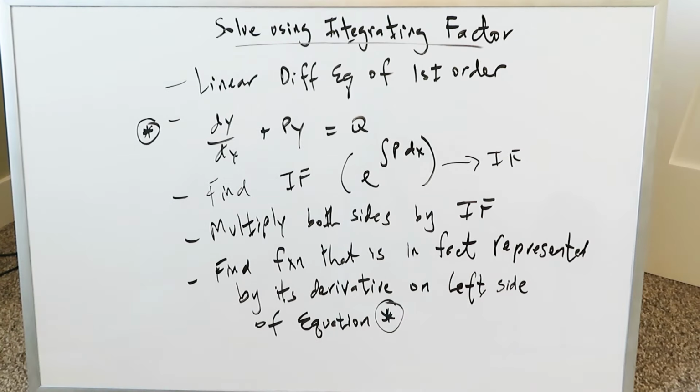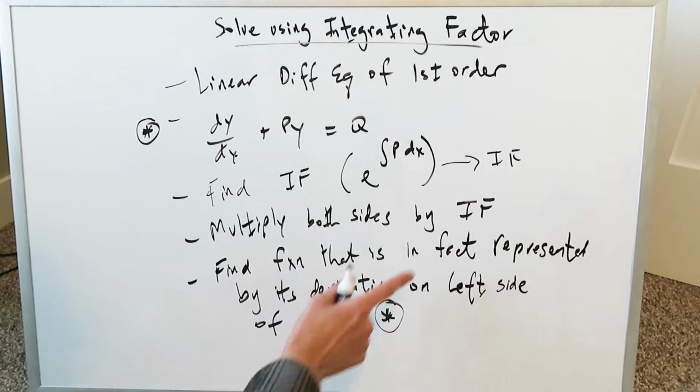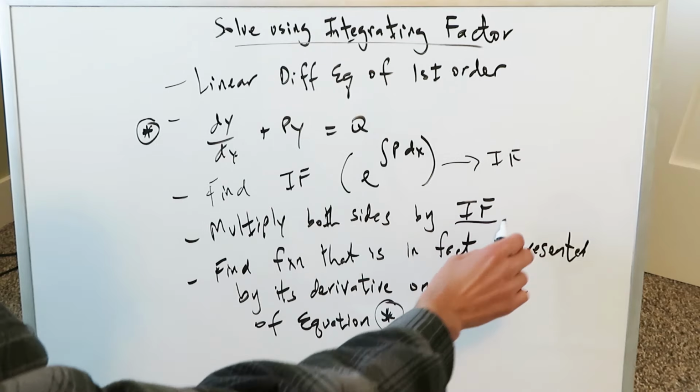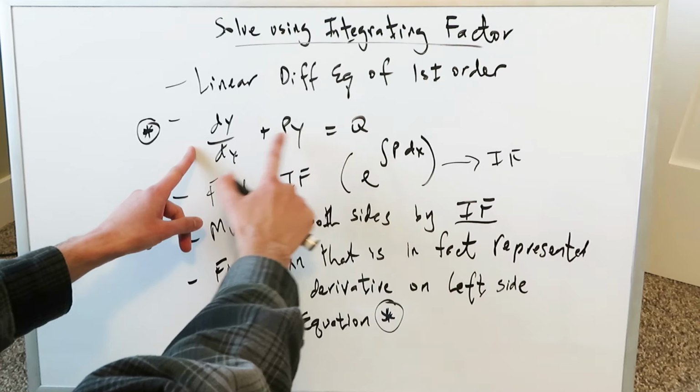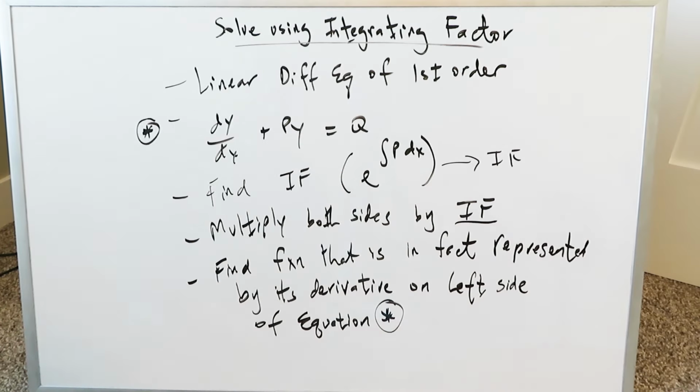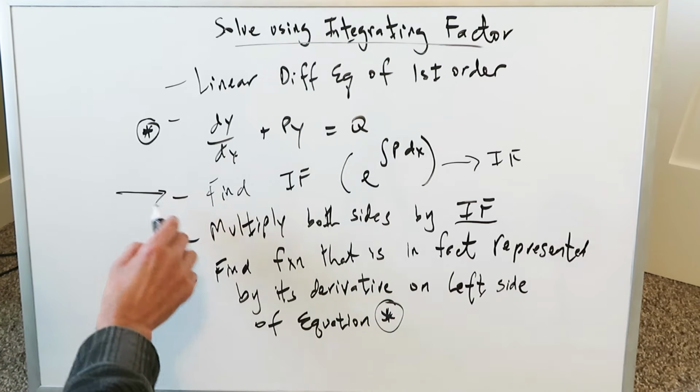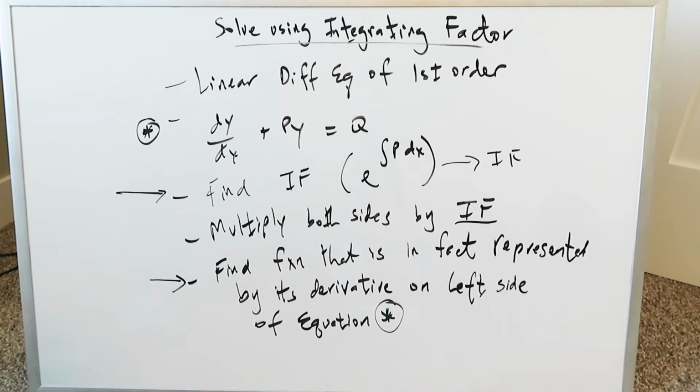That integration factor is necessary for this procedure. Once you have determined your integration factor, you have to multiply both sides of this equation around the equal sign with that integration factor, and then you come up with a new expression. From that new expression, then this right here is another important step. Right here, the integration factor determination was one important step. Then this is your next important step. You have to find some sort of a function or an expression that is in fact represented by its derivative on the left side of that equation.